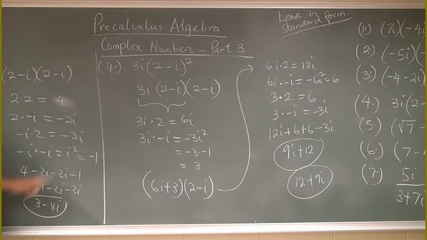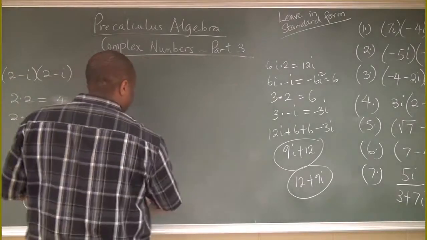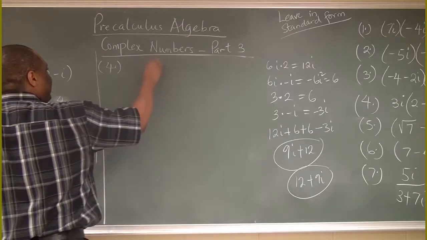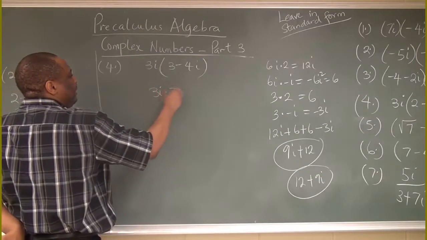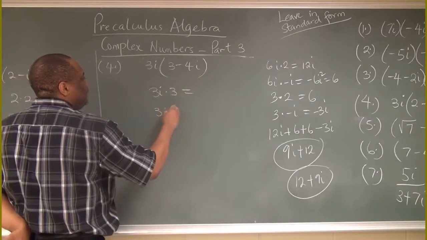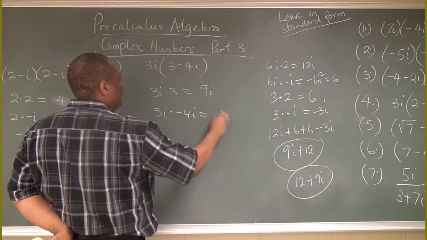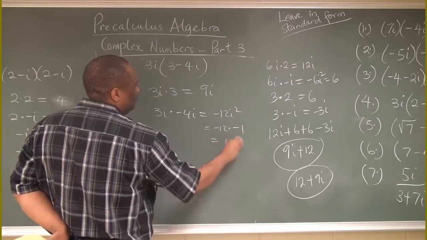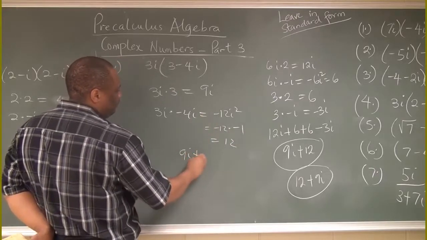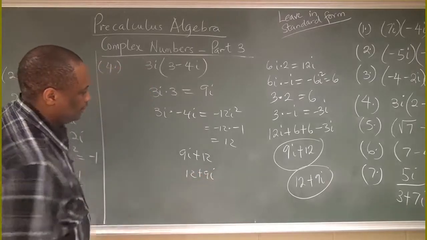Now this 3 minus 4i, I use 3i to multiply it. If I now multiply 3i times 3 minus 4i, that will be 3i times 3, and then 3i times negative 4i. This gives us 9i, and negative 12i squared, which is negative 12 times negative 1, which is 12. So you now have 9i plus 12, or 12 plus 9i. The same thing we got here. You see, it is the same thing we got here.